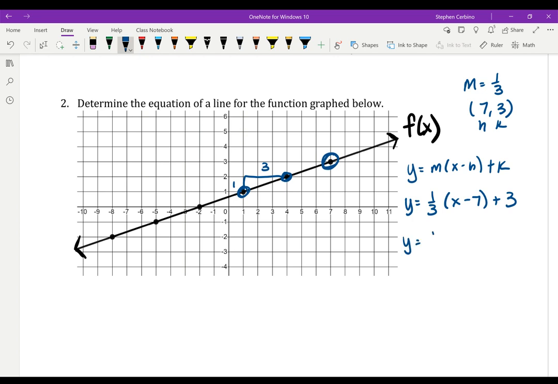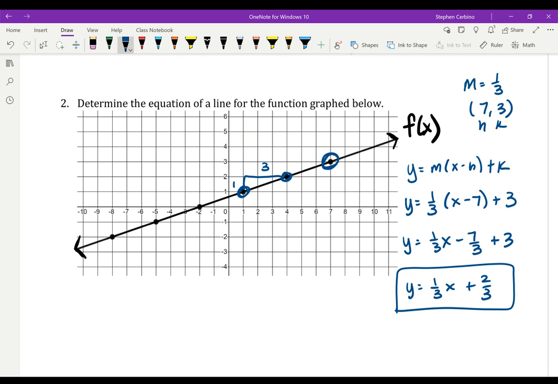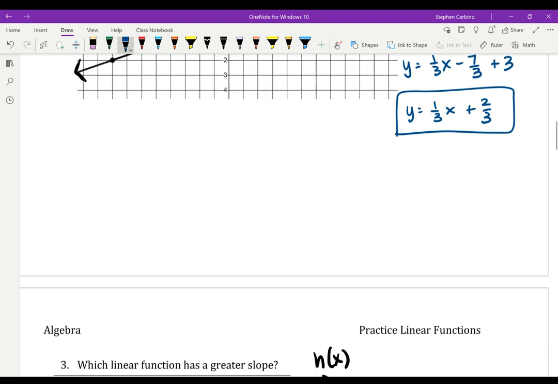Distribute. Use your calculator there. And combine like terms. Again, use your calculator here. And you have your equation of a line. Notice I didn't use decimals here because 1/3 and 2/3 are repeating decimals. We don't want to do repeating decimals and put the bar over the 0.3s.